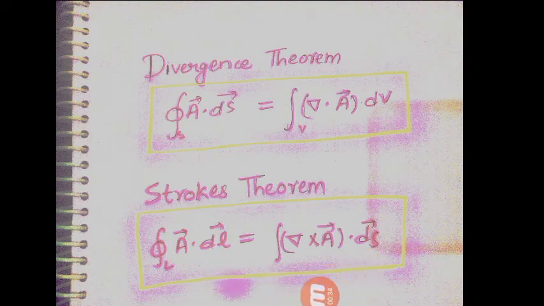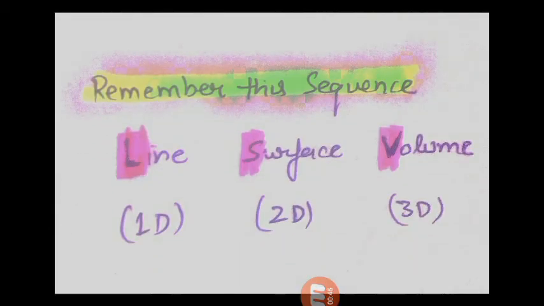In order to memorize them, you need to remember a few basic things. The first thing you need to remember is this sequence. I think it is very easy because this sequence is simply the line, the surface, and the volume. That is, a line is a one-dimensional thing, a surface is a two-dimensional thing, and similarly the volume is a three-dimensional thing. So remember this sequence: line, surface, volume. Whenever someone asks you about either of these two theorems, just create this image in your mind.